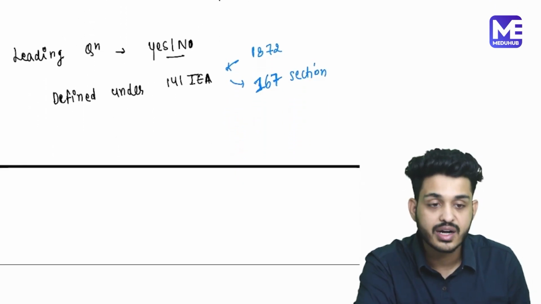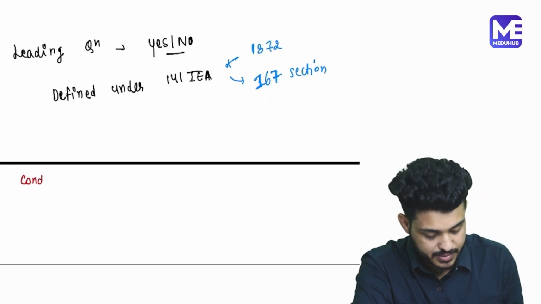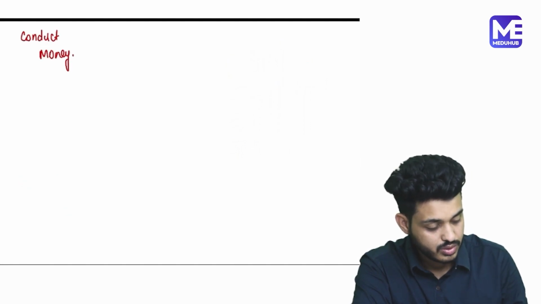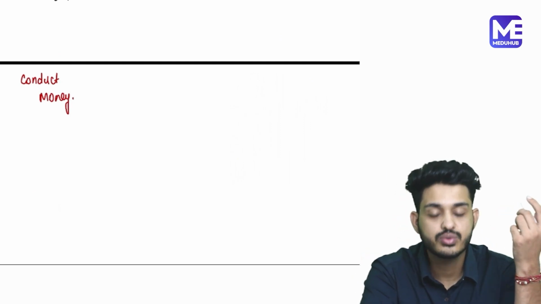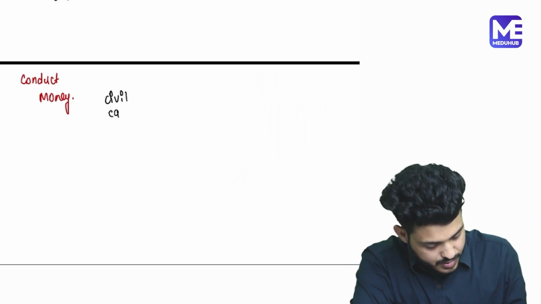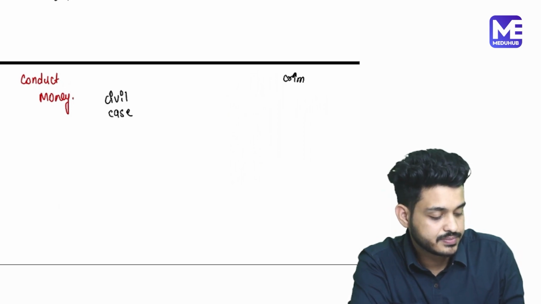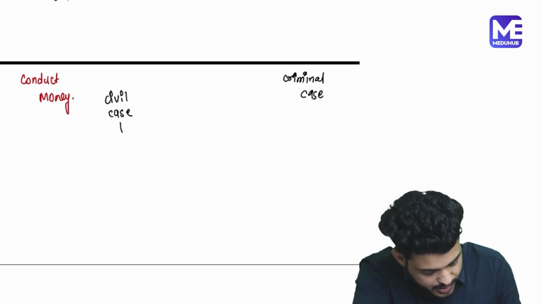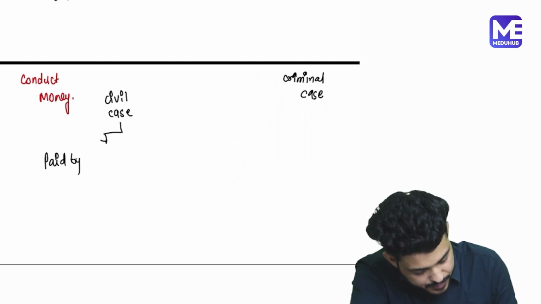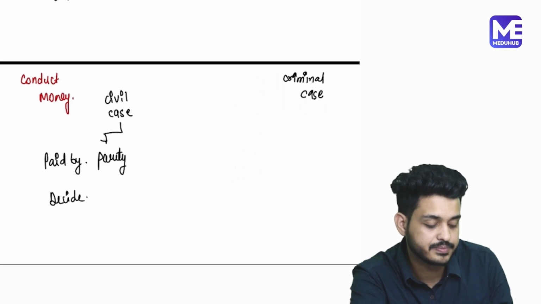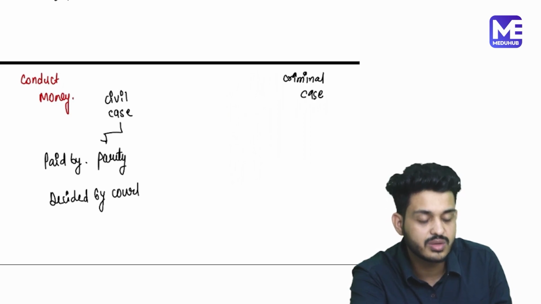Now let's talk about conduct money. What is conduct money? Conduct money is given in two scenarios: first your civil case, and second your criminal case. In a civil case, it is paid by the party, but decided by the court. The court will decide how much amount will be paid.